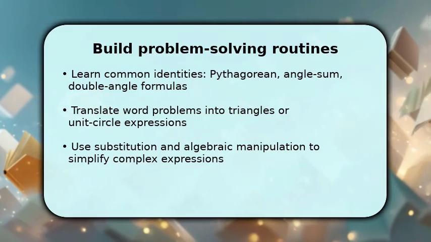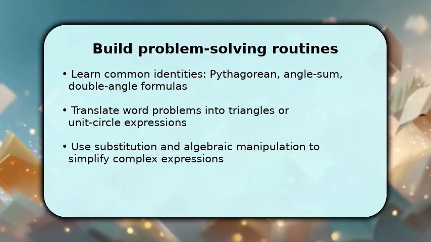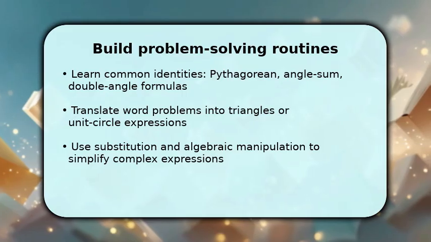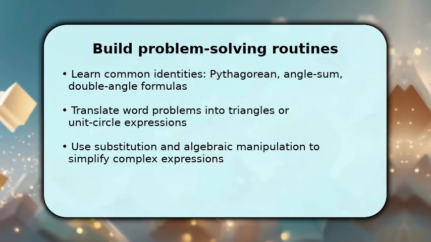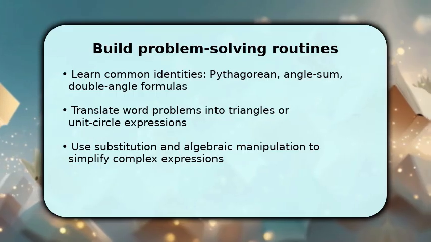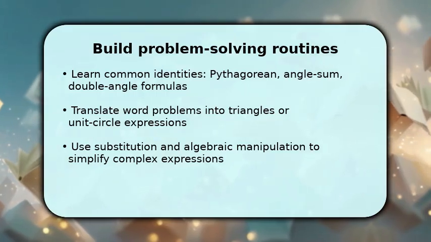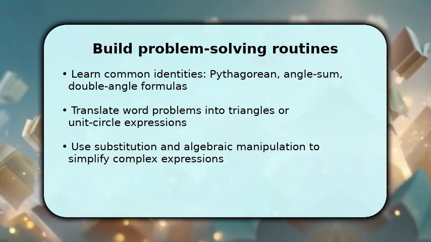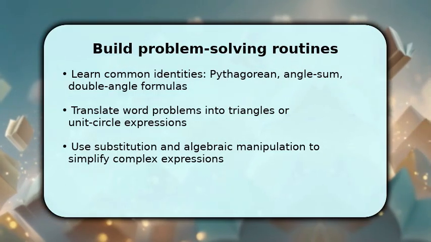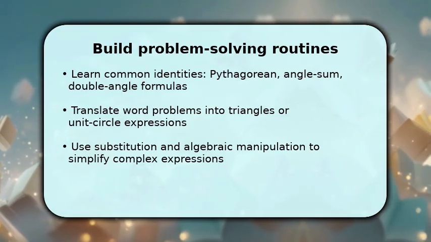Next, develop reproducible routines for tackling problems. Start by identifying whether a triangle, unit circle, or identity approach fits best. Then apply the most useful identities, Pythagorean, angle sum, double angle, and substitute to reduce expressions to basic sine/cosine terms. Make sure to check domain and sign conventions as you manipulate.